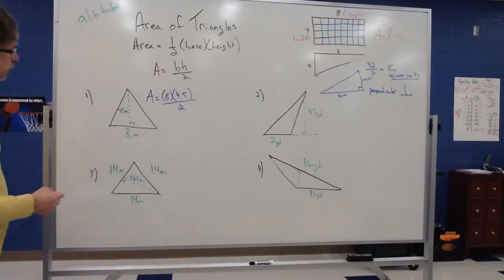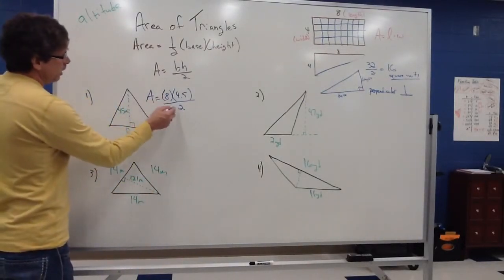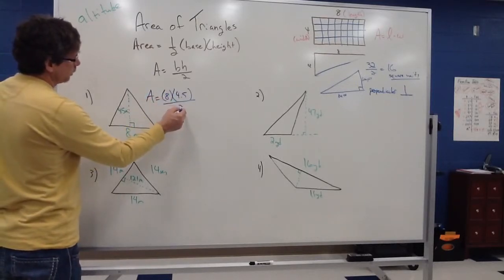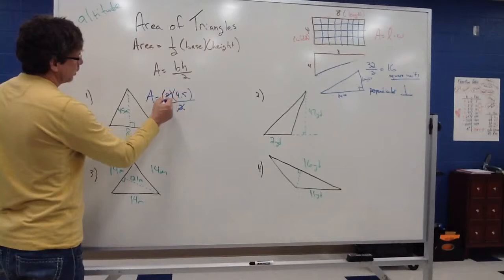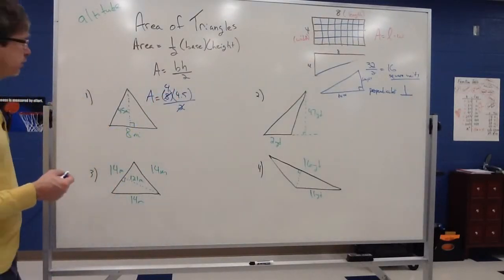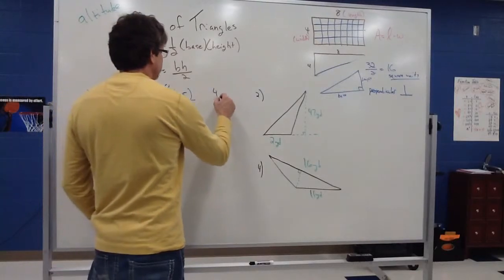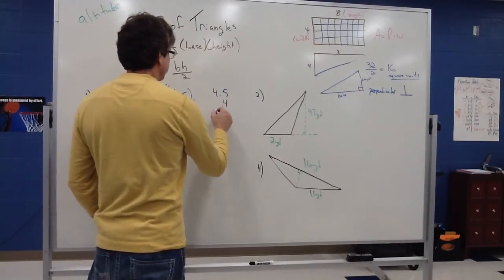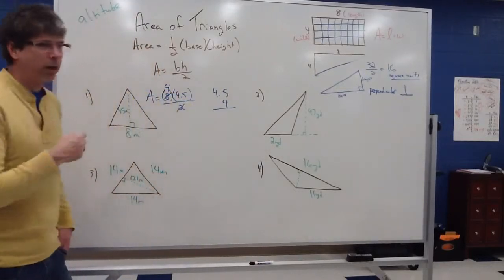Now, one of the things we can also do here is notice that since this is like a fraction, I can divide out that 2 first. I can say 2 goes into 8 4 times. So really the only math I have to figure out now is 4 times 4.5. So 4.5 times 4. And remember, when you multiply, you treat it like whole numbers.